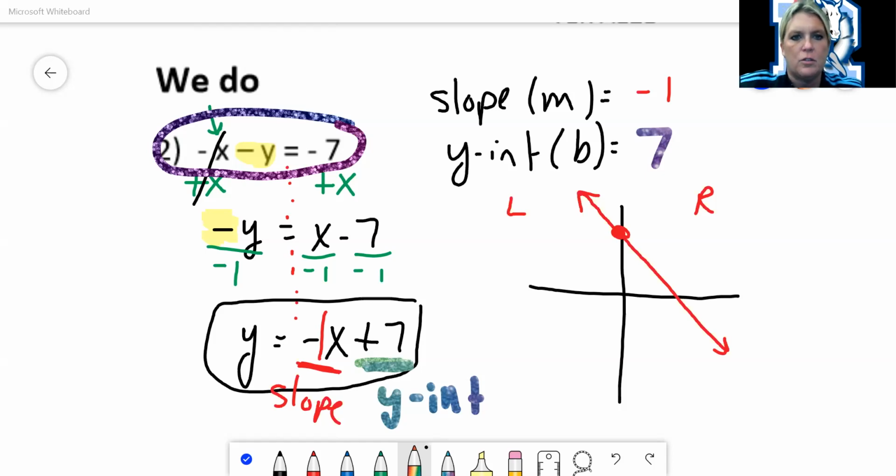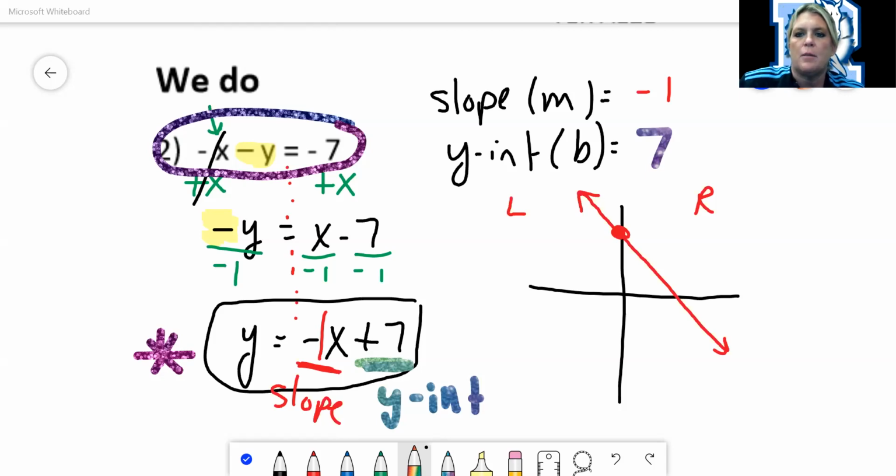Now I think the answer is right here, which is y equals -x plus 7. So I'm going to make another click down here, y equals -x plus 7. Sure enough, they went over each other. They overlapped. That means we solved correctly.